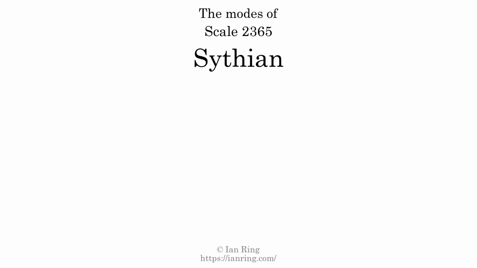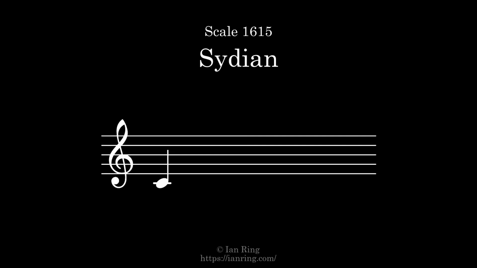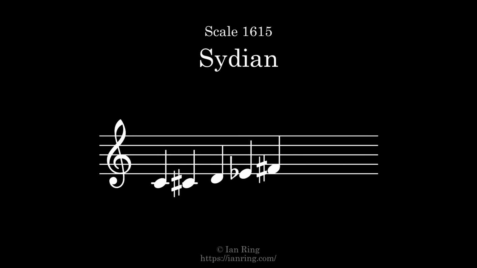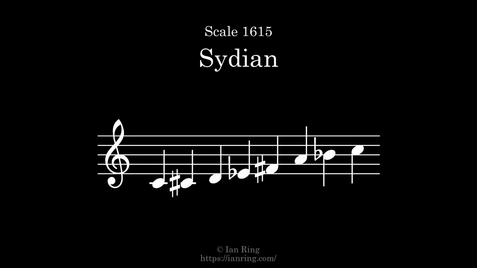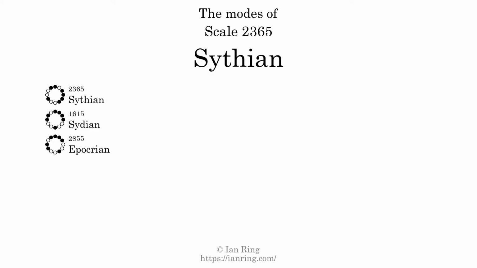This scale has 7 modes. The first mode is itself. The second mode is scale 1615, also known as Sythian. It sounds like this. The third mode is scale 2855, also known as Apocryon. It sounds like this.